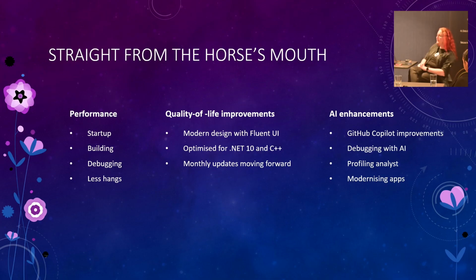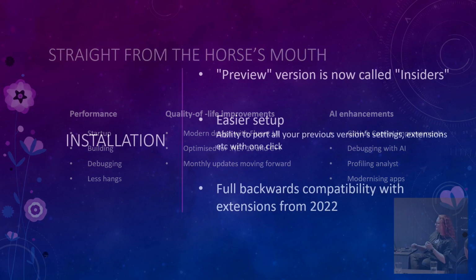And then modernizing apps. If you're running on older stacks, the AI agent is apparently very good at helping you to modernize those apps, like say your .NET Framework apps, and upgrading them into the latest version of .NET Core or .NET 10, and helping troubleshoot and fix some of those bugs that you tend to get along the way. So that's the top level.